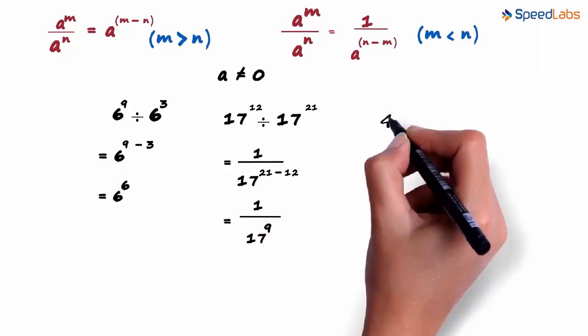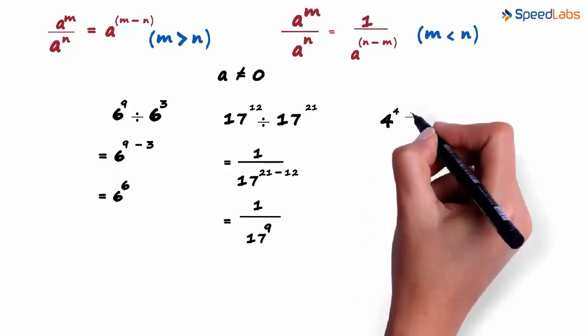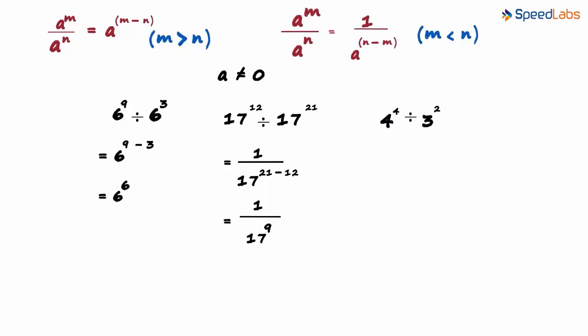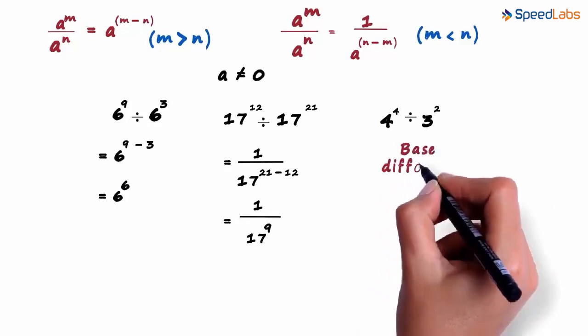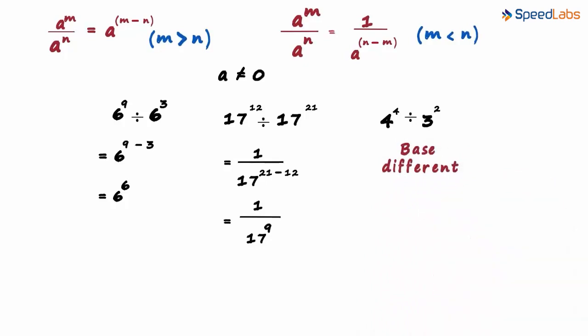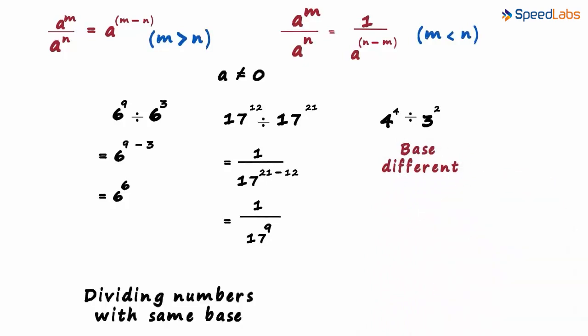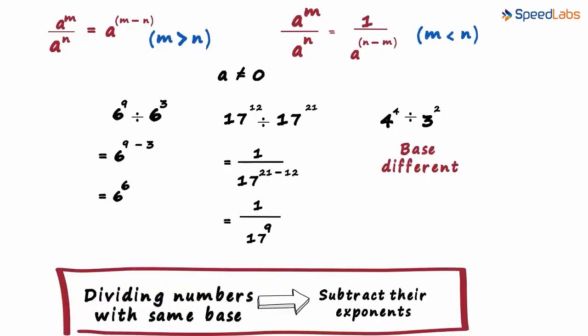Now try dividing 4 raised to 4 by 3 raised to 2. Can this be solved using the quotient law? No, since the base in both the cases is different. So the quotient law says that while dividing numbers with the same base, subtract their exponents. If you already know what negative exponents are, then this one formula would suffice. But we use this second formula since we haven't come across that topic yet.